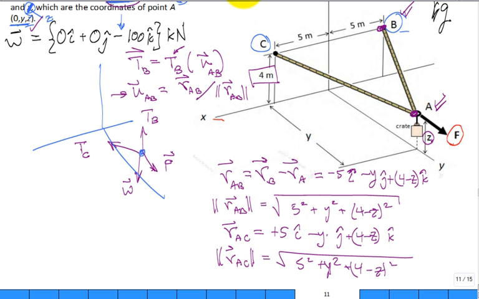And then the magnitude of A to C is the square root of 5 squared plus y squared plus 4 minus z squared. Let me ask this. Are these two magnitudes the same, regardless of what y or z is? You're exactly right. They are the same.